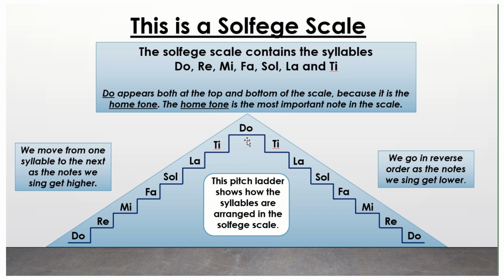As the notes we sing get lower, the syllables move in reverse. So we go from high do down to ti. Directly below ti is la. Underneath la we find so. Back down to fa. Then down to mi. Then down to re. And finally back down to our home tone, do.